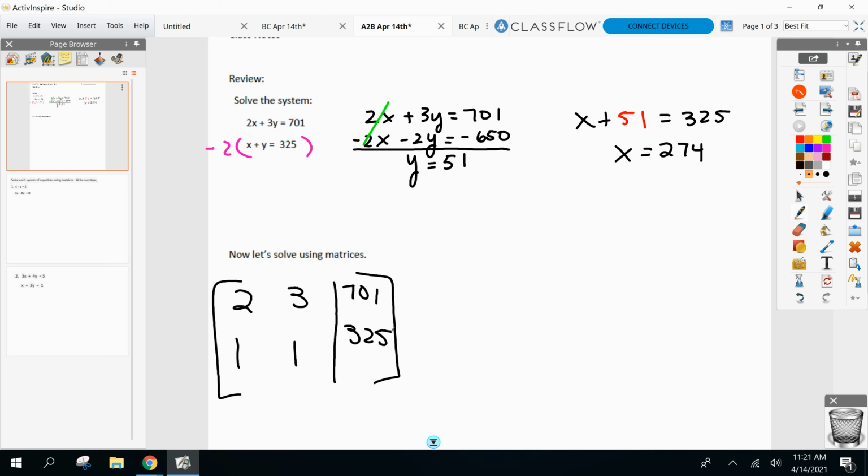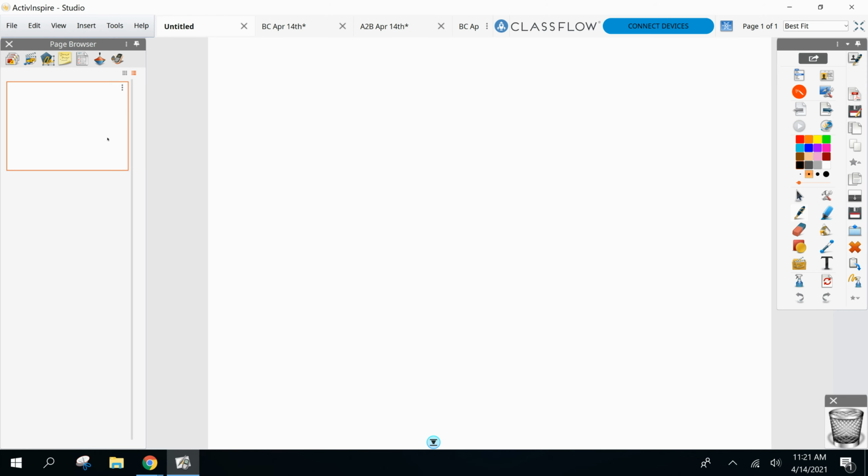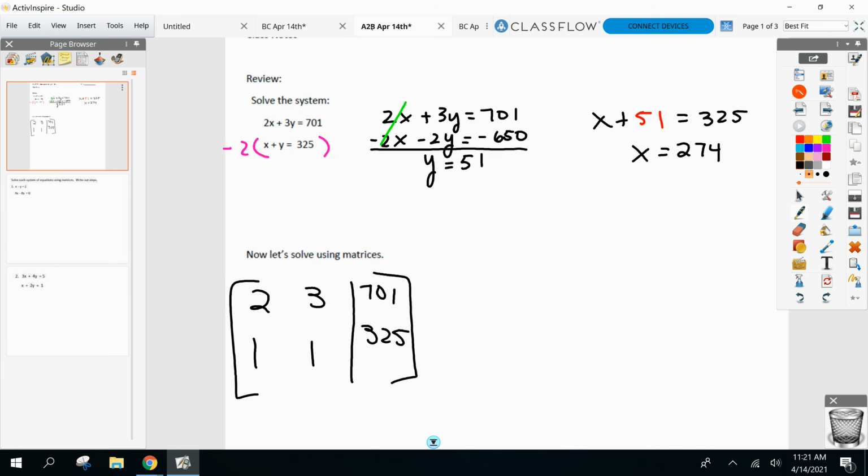And I'm going to try to make it look like the one I just had up there. I want to remind you guys, you are only allowed to do 3 things to a matrix from yesterday and the day before. Let me remind you. You can multiply by a number that's not 0, so multiply a row. You can swap rows. And the last thing, as you remember from yesterday, we can multiply a row and add to another. Those are the only 3 things you're allowed to do in a matrix.